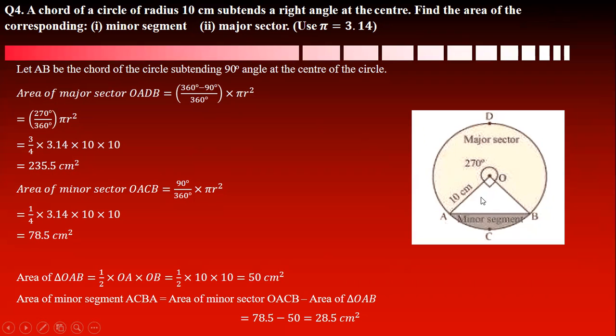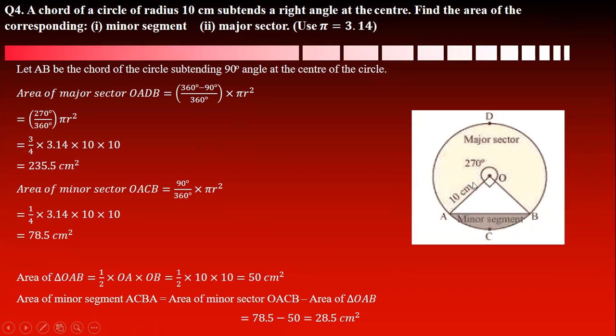Now we need the minor sector for finding the segment. So area of the minor sector is 90 by 360 into pi r square, which is 78.5 centimeter square. Now we find the area of the triangle OAB, half base into height. Base is OA, height is OB. Both are radius. Radius is 10 centimeter. So 50 centimeter square is the area of the triangle.